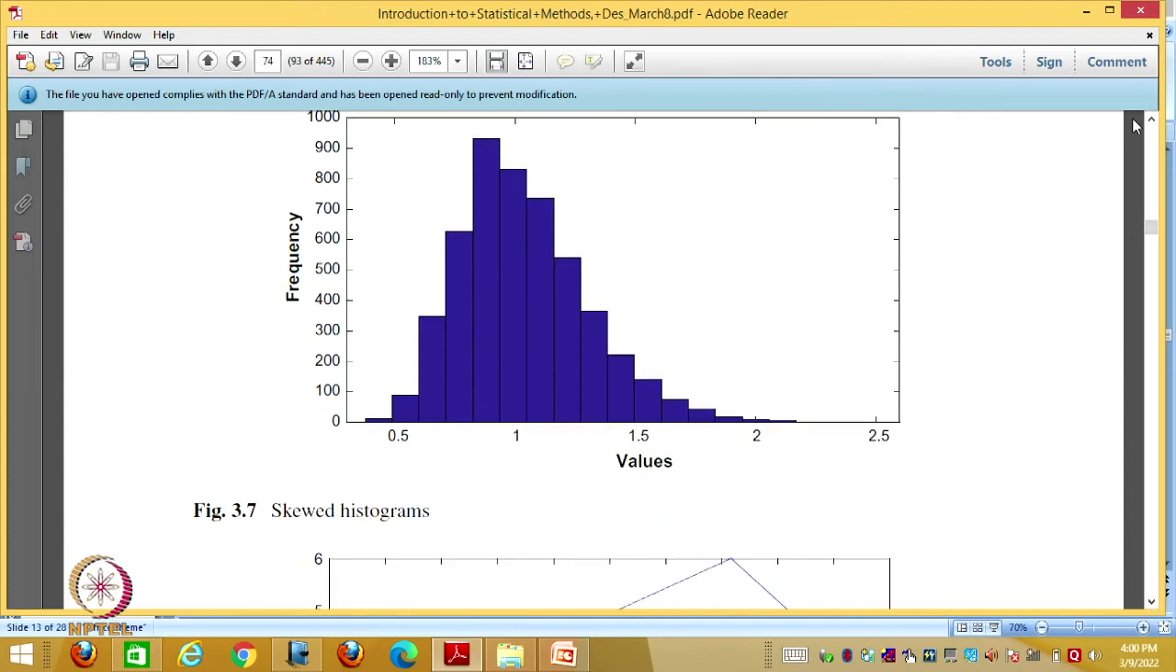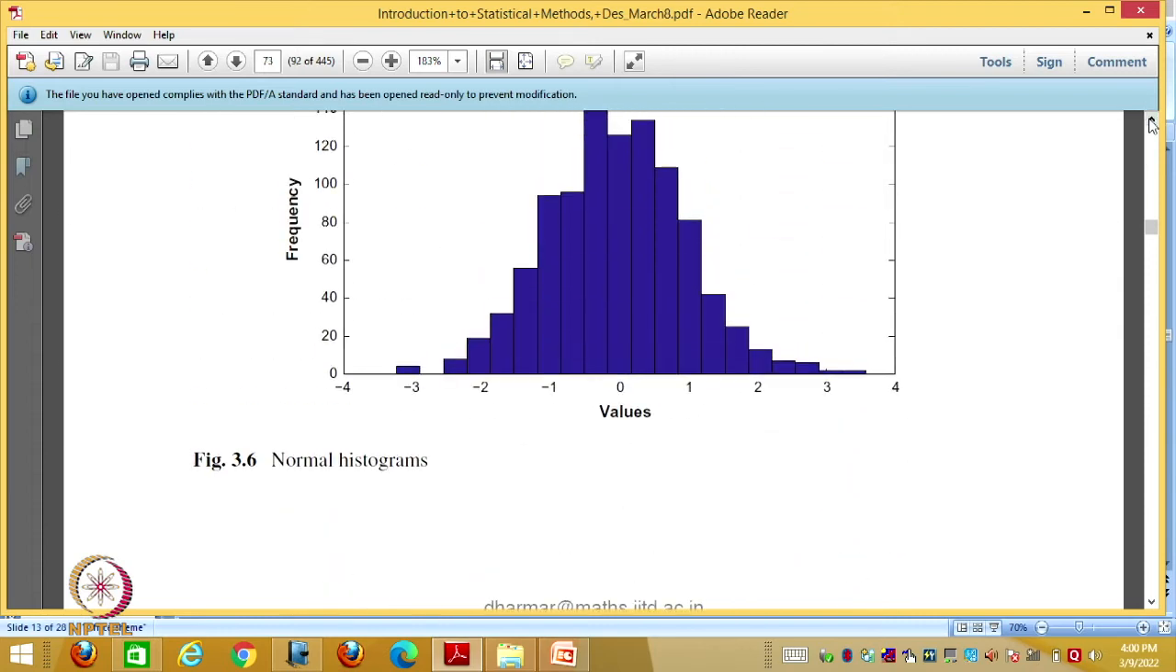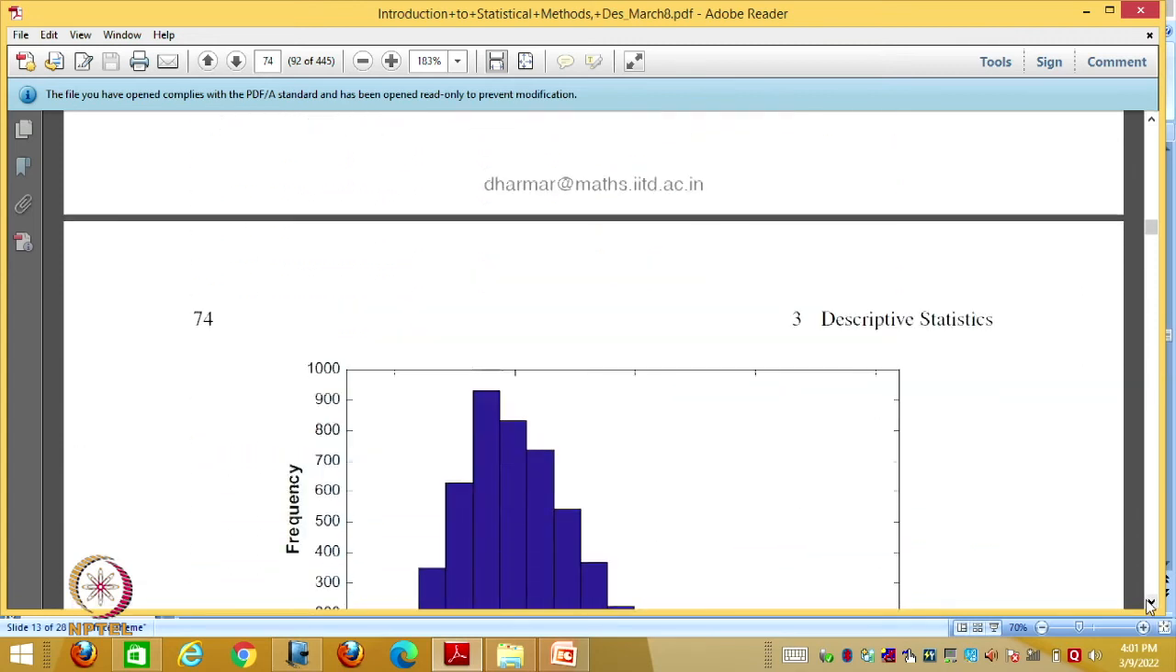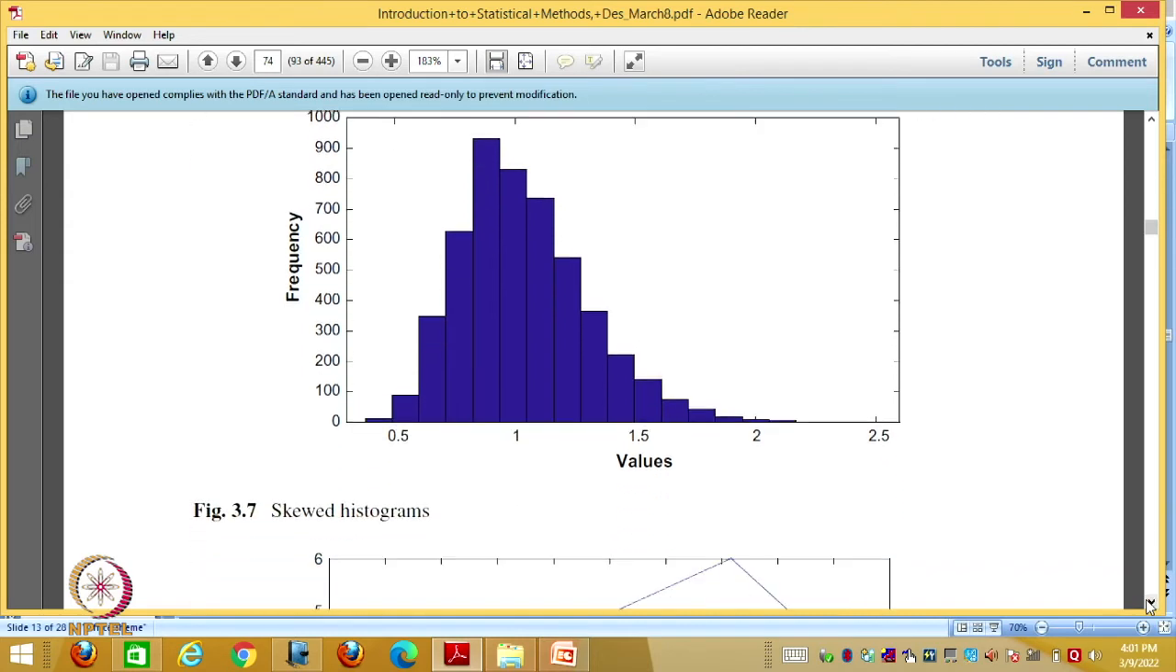Yes. So, this graph we call a normal histogram, because it follows a sort of normal distribution, whereas if you see these two graphs, they are a sort of skewed, therefore it is called a skewed histogram.